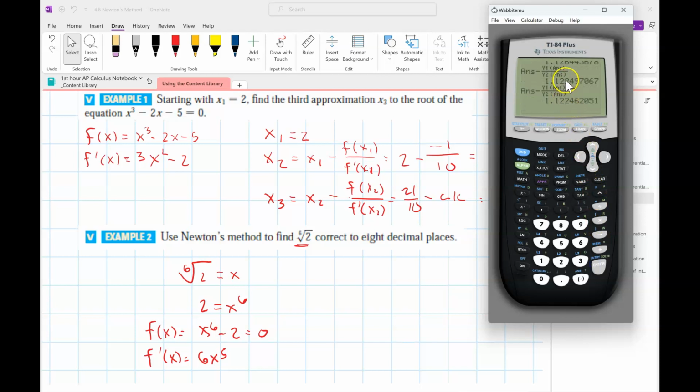Press it again. Now I'm correct to 4 decimal places, because I have 1.1124 the same on both of them. And now I'm correct out to 7 decimal places. If I press it again, now I'm correct out past 8. Does everybody feel okay as to what I did there?